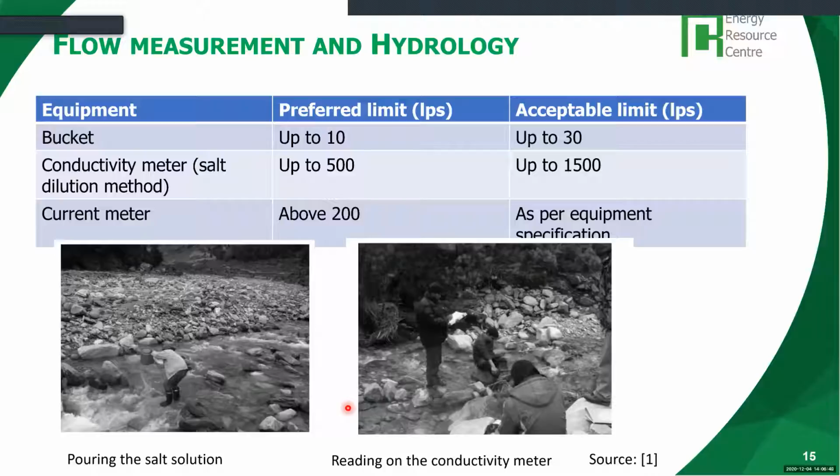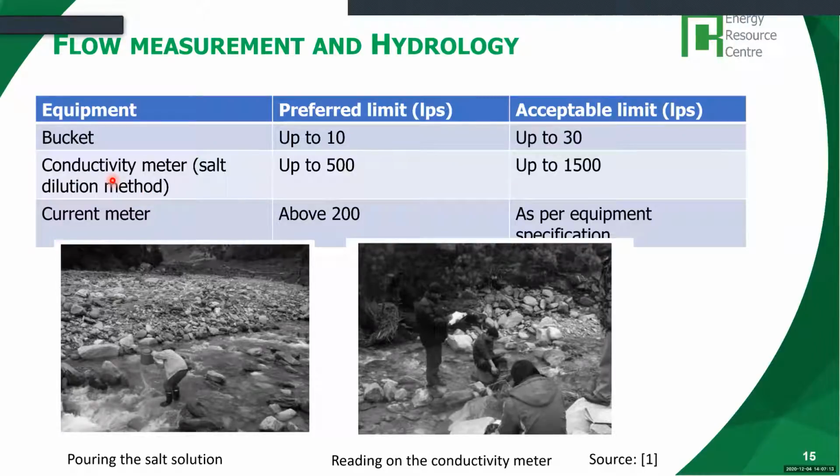And flow is discharge, volume divided by time. In 1 second, how much water will flow in the river. And there are different techniques to measure the flow. One is the current meter, which is normally for large rivers, even more than 200 liters per second, we measure with the current meter. And also there are two other techniques.